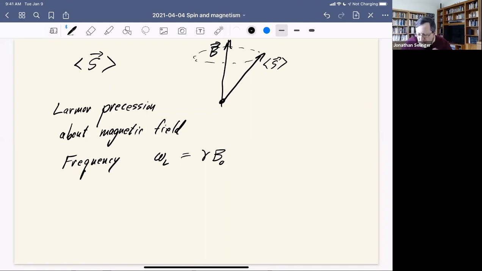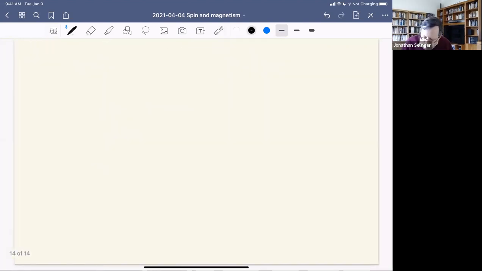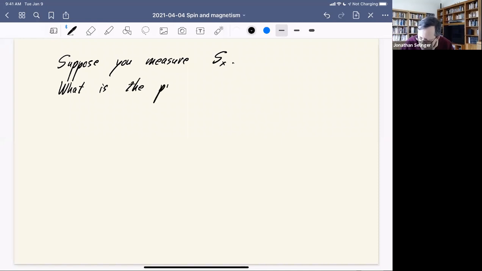And then one more thing, I wasn't planning to show this, but maybe I should. There could also be in a problem a question like, suppose you measure Sx. What is the probability you would get plus a half h bar? Right.